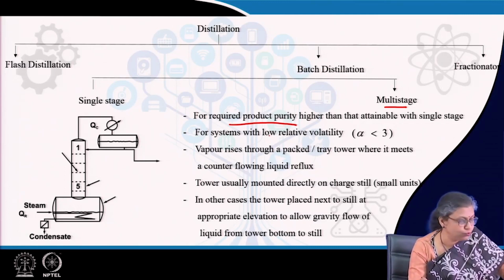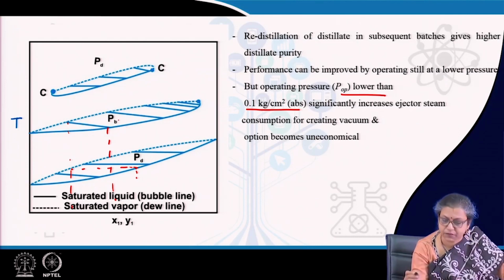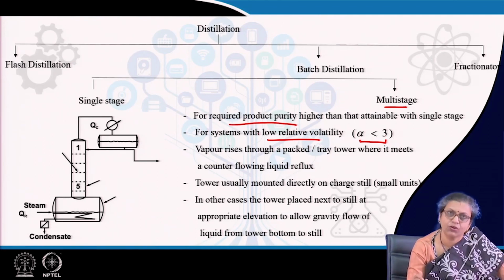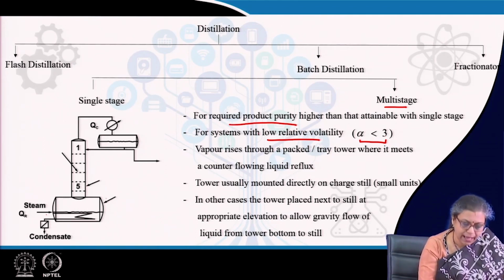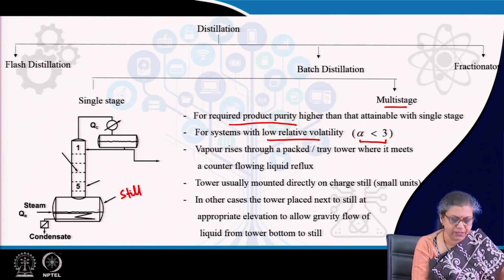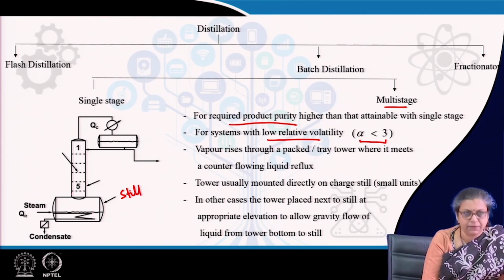Also, the way I have shown you, if the difference between the Tx and Ty curves is very small, or in other words for low relative volatility, a thumb rule is alpha less than 3. For these particular systems we opt for a multi-stage batch distillation. What is this multi-stage? We still have this still. Over this particular still, we just put a column, right.